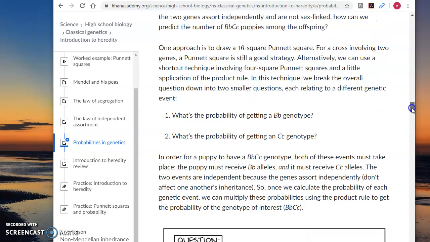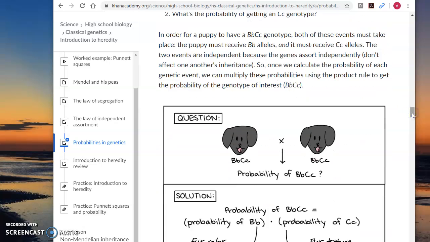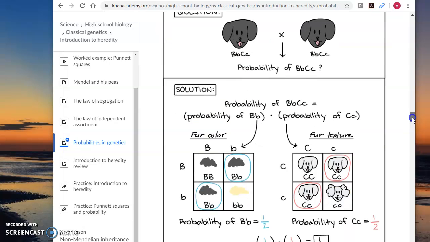Okay, so we're going to hop on down here to this illustration because I think it shows it quite well. So we have two dogs, black dogs with straight fur, and we're looking at what is the probability of big B, little b, big C, little c. So we're going to break our question up into 2 different parts: the probability of a heterozygous genotype for the gene B, fur color, and then the probability of the heterozygous genotype for gene C, or fur texture. So the probability of the heterozygous for fur color is 1/2, as you can see here.